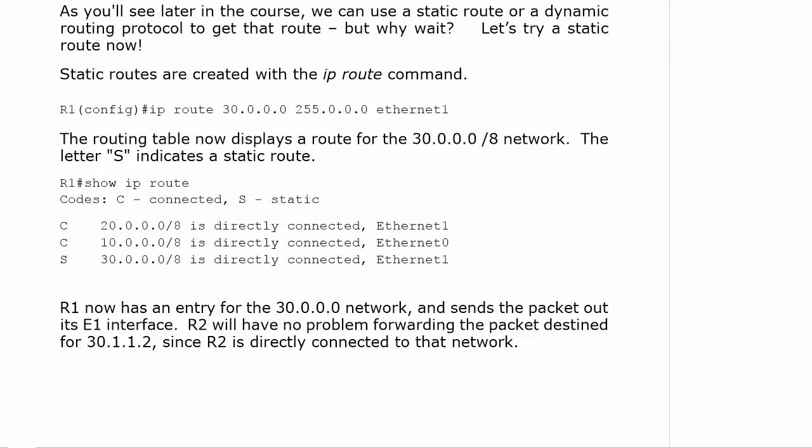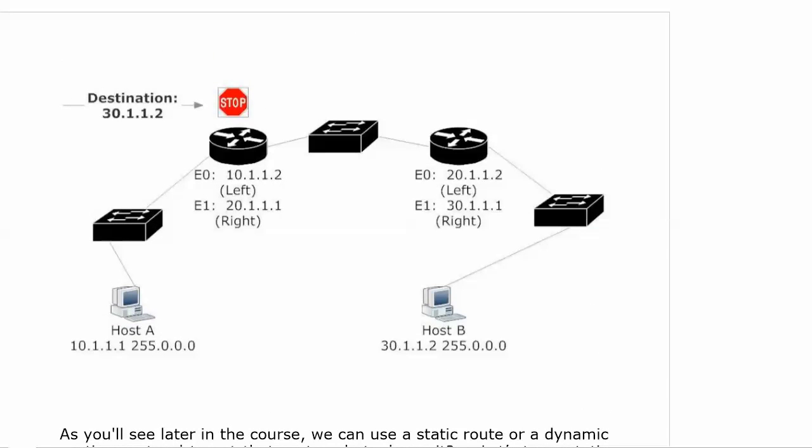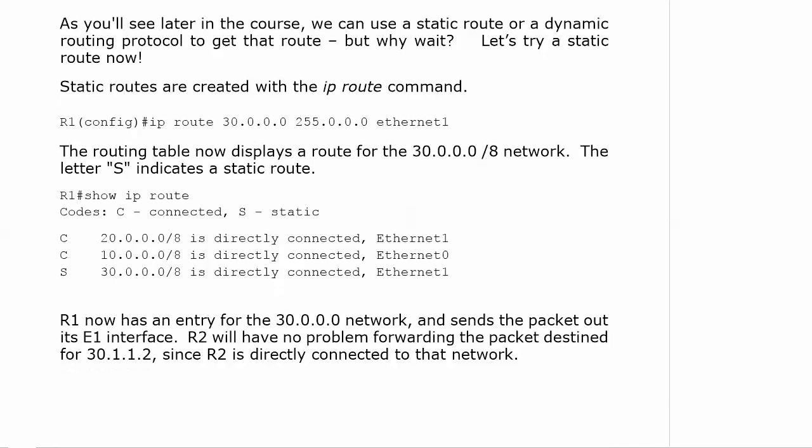And that means that any packets for that particular network, this router 1 is just going to take them and send them right out Ethernet 1. And then they'll get to this router 2, which does have a connected route to 30.0.0.0/8, and then the packets will get where they're supposed to go. So the static route helps us get those packets.